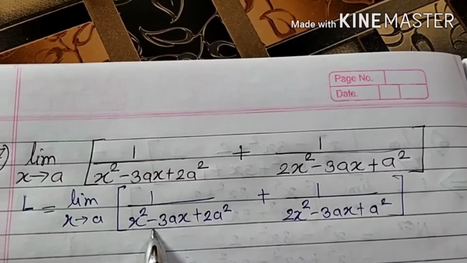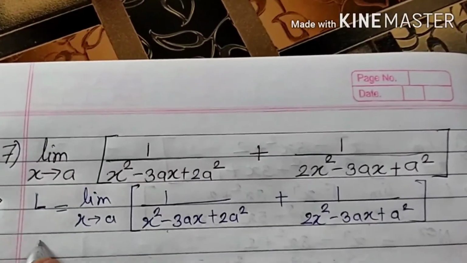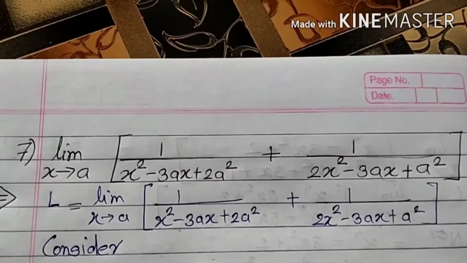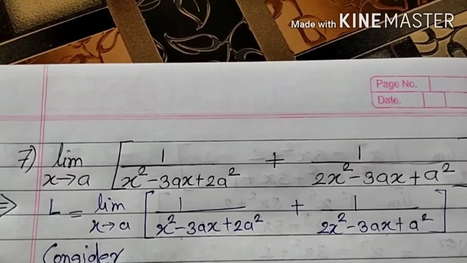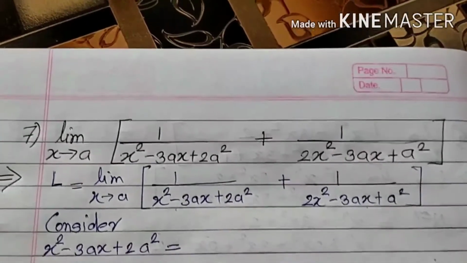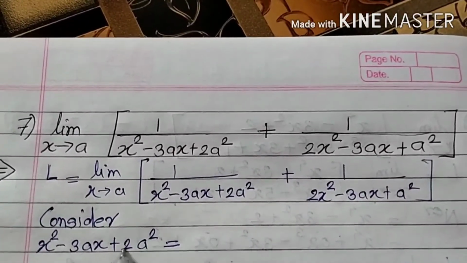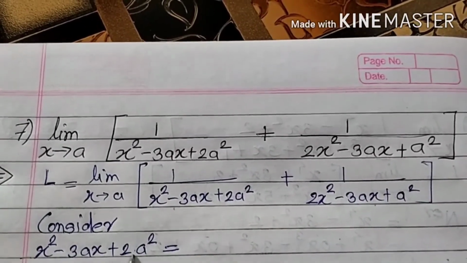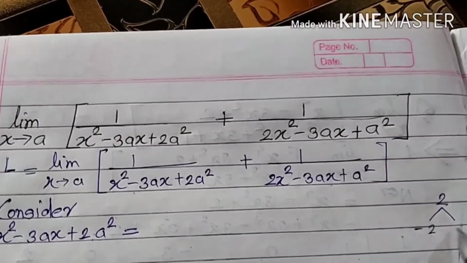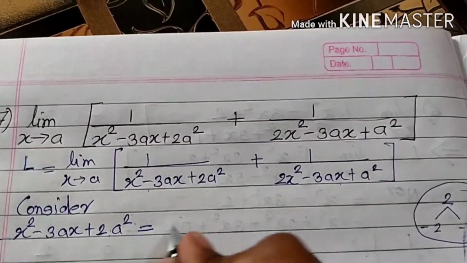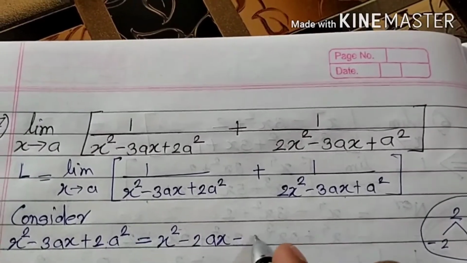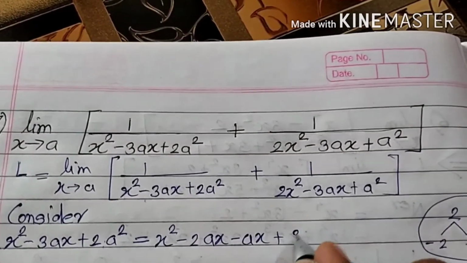So we have to factorize this and this. So we find separate factorizations. Consider x square minus 3ax plus 2a square, which is equal to. So here multiplication 1 into 2 means 2 and minus 3, so minus 2 minus 1. This is our factor. So put here x square minus 2ax minus ax plus 2a square.